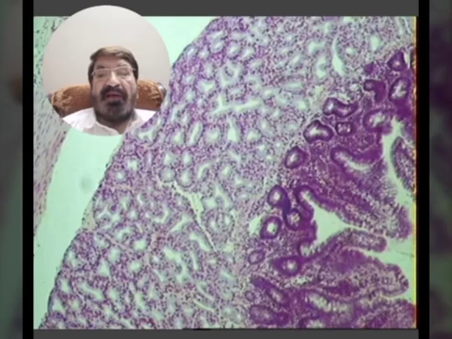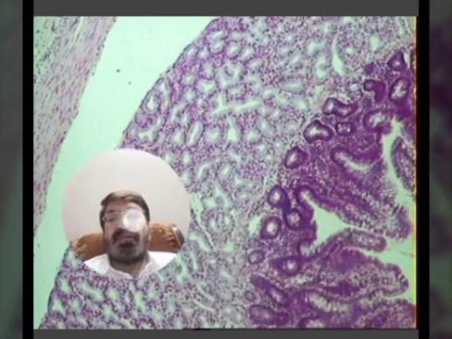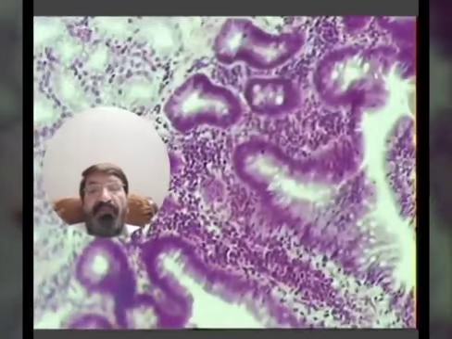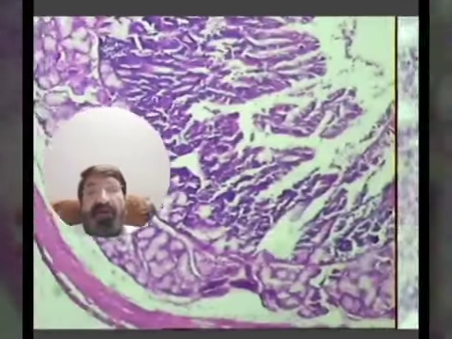And then comes the muscularis. This is the muscularis externa, inner circular, outer longitudinal, and then comes the fibrosa or serosa. Again there is a layer of mesothelium, that is simple squamous epithelium, and this is known as the serosa. So this is a magnified view.